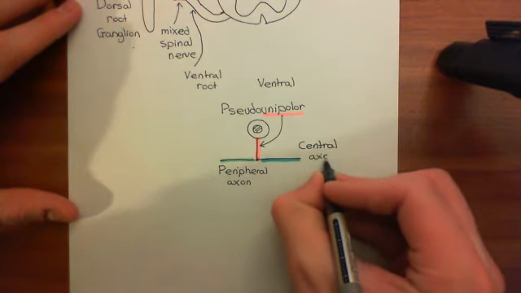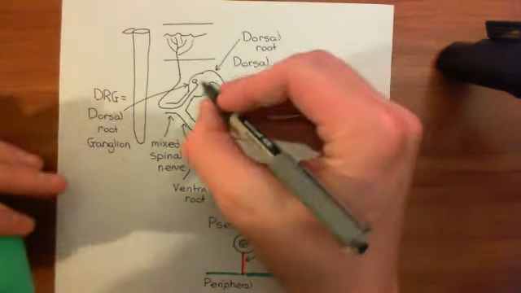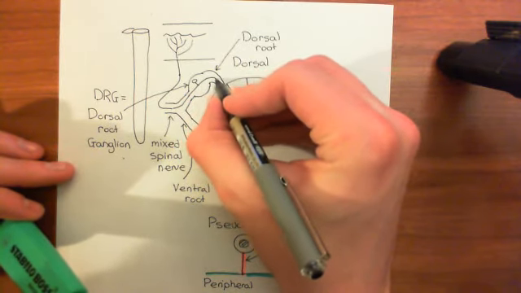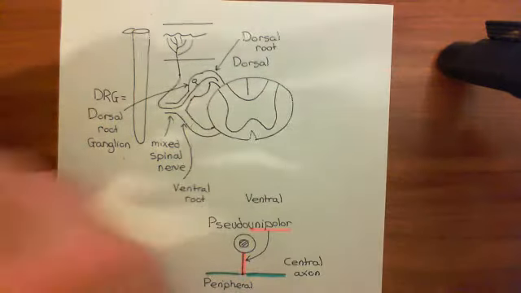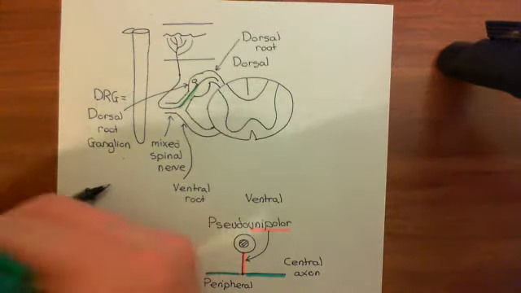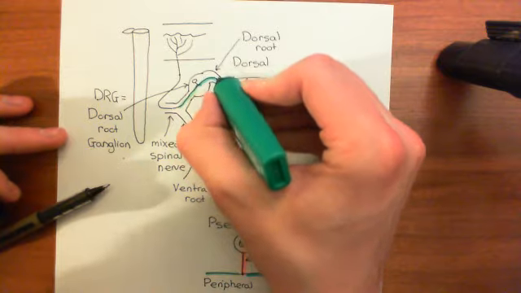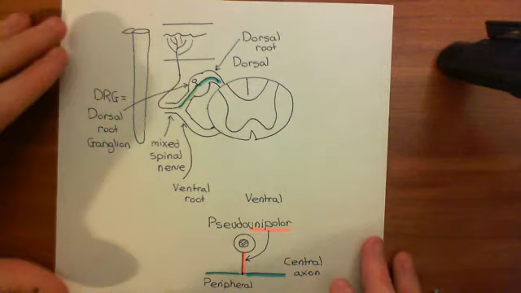This one is called the central axon, because it's going into the central nervous system. So, to highlight this on this picture, up here is our single axon emanating from the cell body of the sensory neuron, and then here is the peripheral axon, which I'll colour in green, and here is the central axon, which is going into the spinal cord.